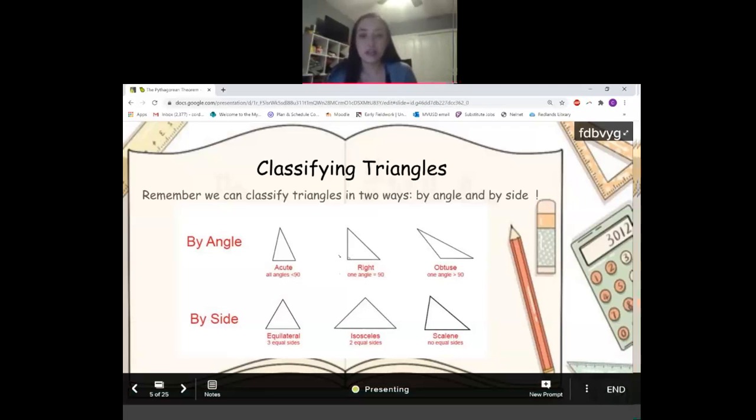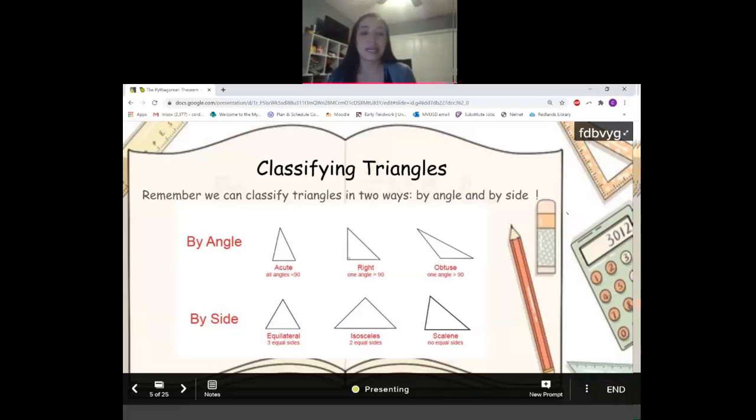A right triangle, you can see this corner right here has a little square. That means it's a 90-degree angle. So that's why we call it a right triangle. And obtuse is opened wide, really wide. So it's over 90 degrees and it is obtuse.